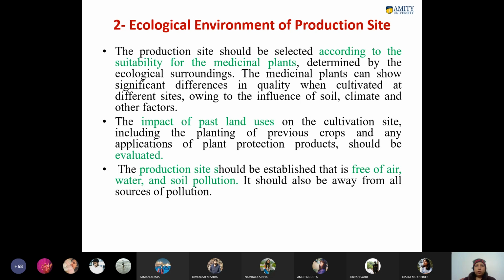Now we come to the second point, that is what should be the ecological environment of the production site. Where you are thinking of starting cultivation, what the environment should be like. You have to select the site according to the growth of your plant, one that can favour your plant's growth.